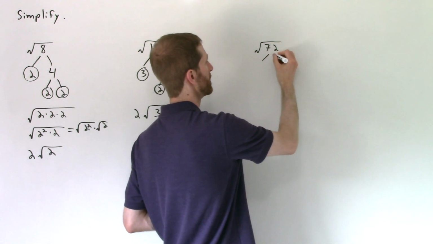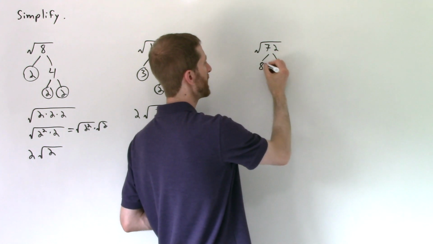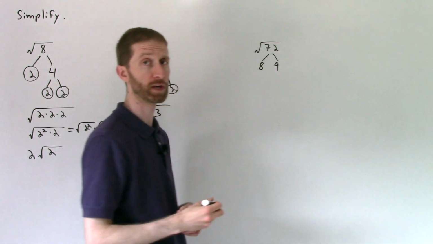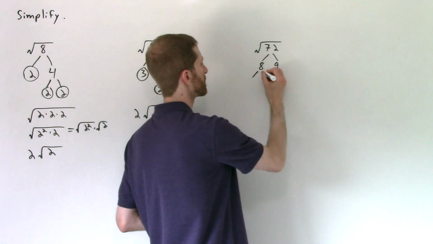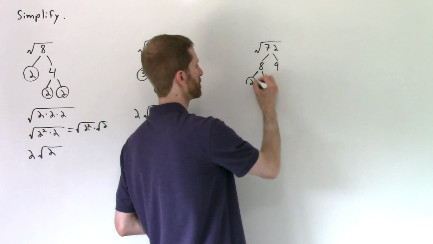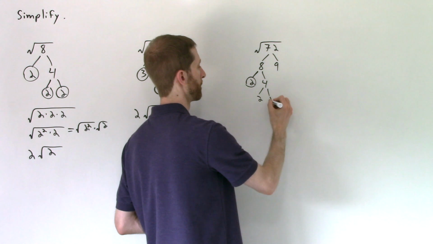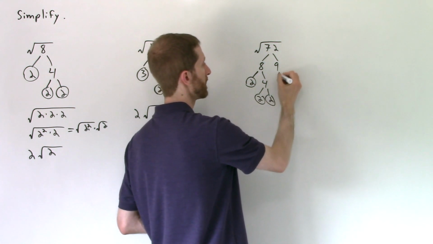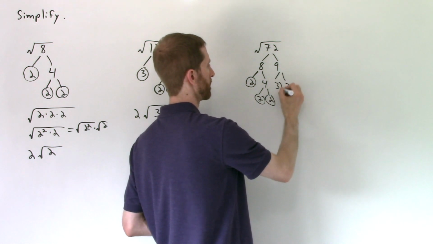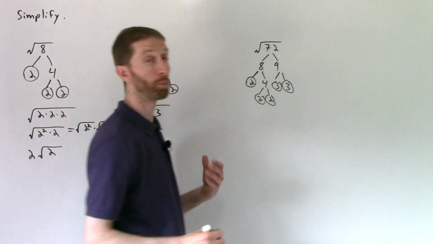Okay, 72. We've got 8 and 9. There's other factors we could use, but we'll break it down there. Each of those get broken down more. 2 and 4 for 8, 2 is prime, 2 and 2 for 4. 9 gets broken down into 3 and 3, each of which are prime. So we got a whole bunch of pairs.